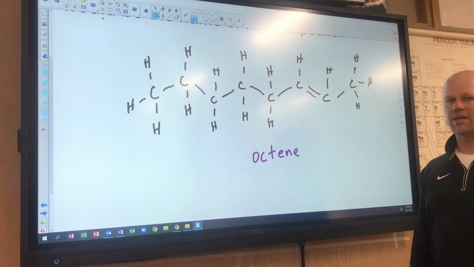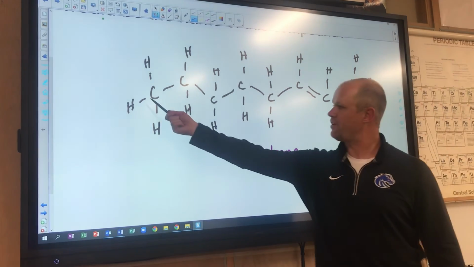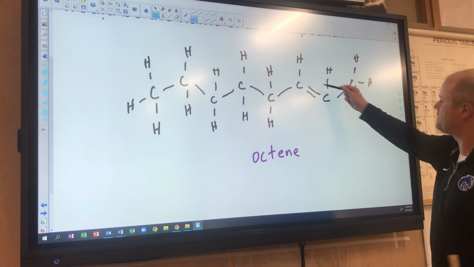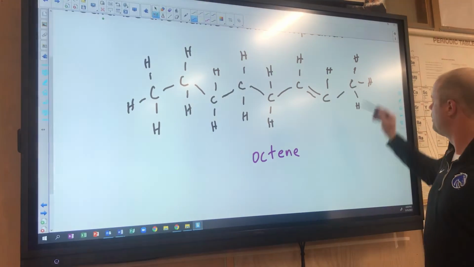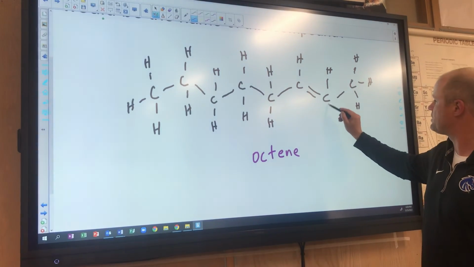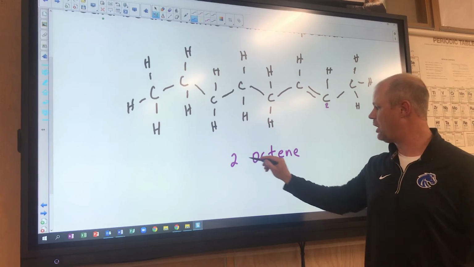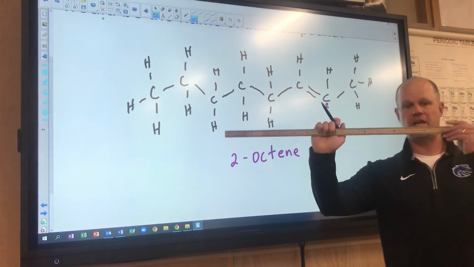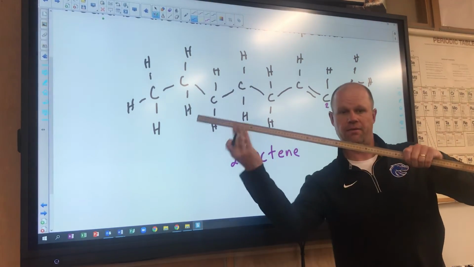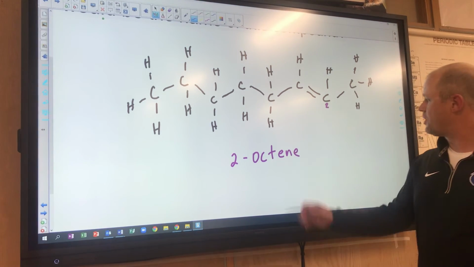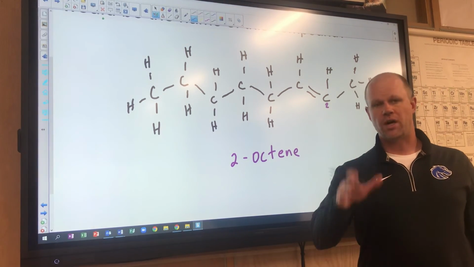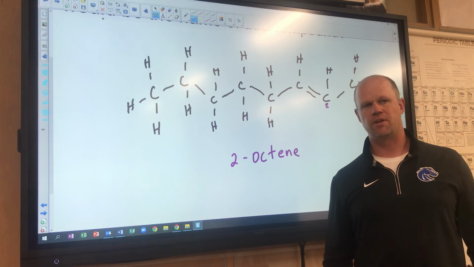And now I have to say where that double bond is. Instead of counting from this side, let's count from this side since it's closer to that spot. 1, 2, 3, so this would be the second carbon. This would be 2-octene, which would be the same if I flipped it over and it was over on that side. Okay? You're going to use your assignment to try to draw some of these basic structures and just get used to the fundamentals so that we can move on.